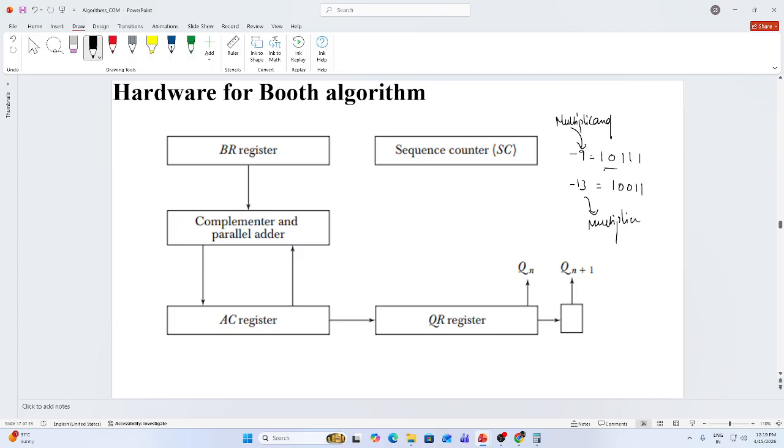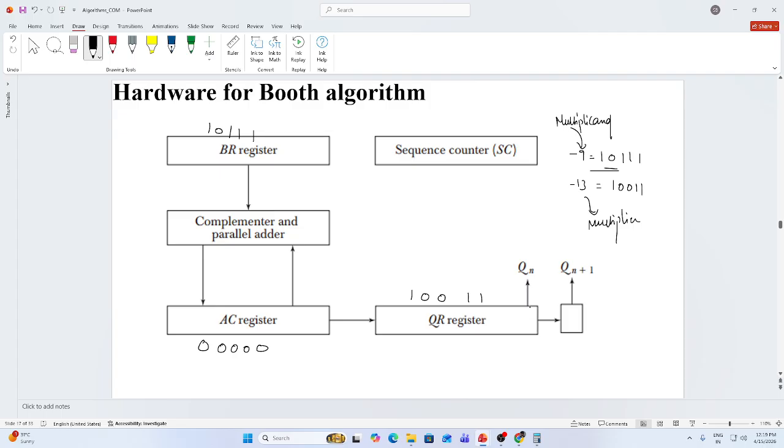This multiplicand, as in the previous case, I put in the BR register. Let me assume for this example all registers are 5 bits. The role of the BR register is to store the multiplicand, so I am writing 1 0 1 1 1 here. Similarly, AC is initialized with 0, and in QR I hold the multiplier, 1 0 0 1 1.